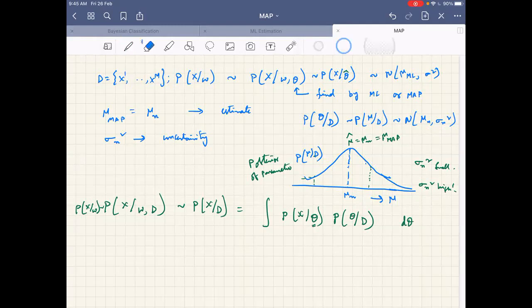Is the same you are telling, Pranjal? Yes, sir. Does anybody else agree with me, or is this clear? Yes, sir. What we have found previously is P of mu given D, but what we were doing for MAP, mu MAP or mu n, is simply taking the arg max of P of theta or mu given D.